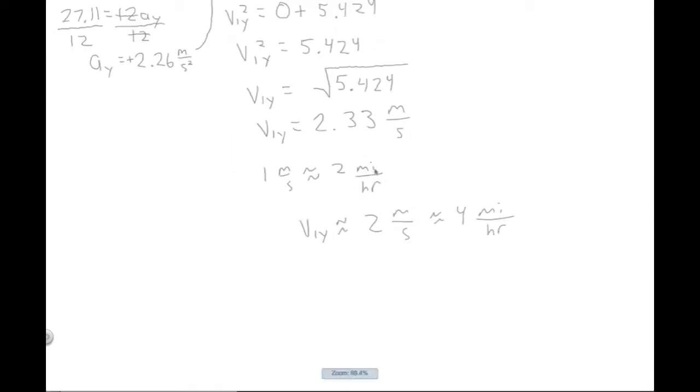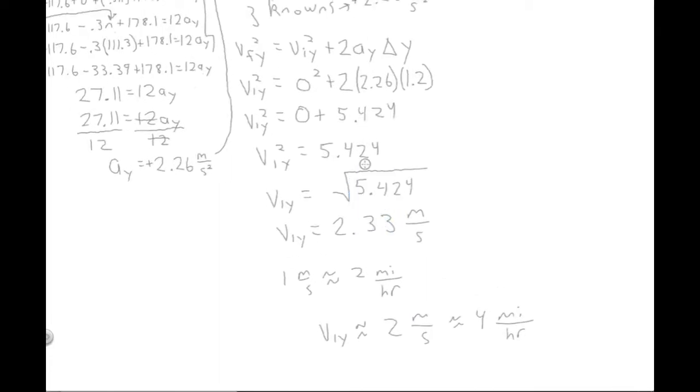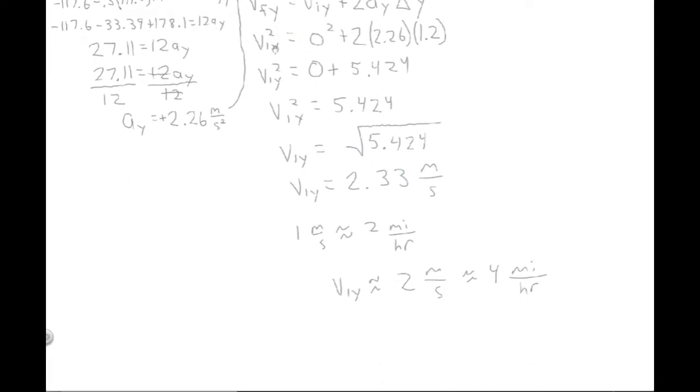So is that a reasonable rate for someone to push something up an inclined plane? I think so. It's a pretty fast push, I guess, but it's not unreasonable. So somebody could push a box up a wall at 4 miles per hour. I think that seems reasonable. So, for example, I don't know, if this had come out to be 20 meters per second.